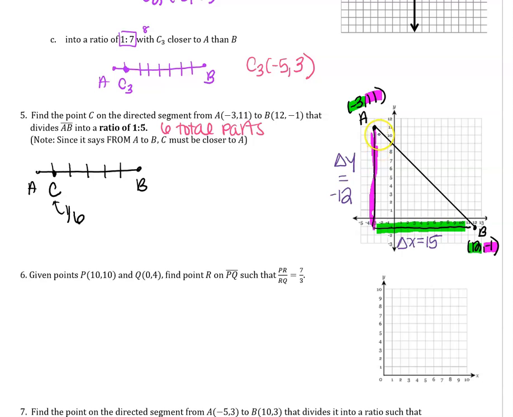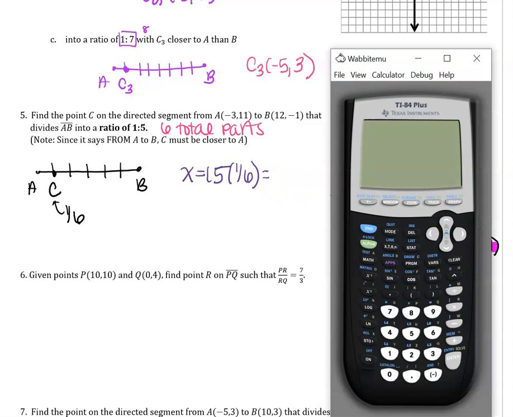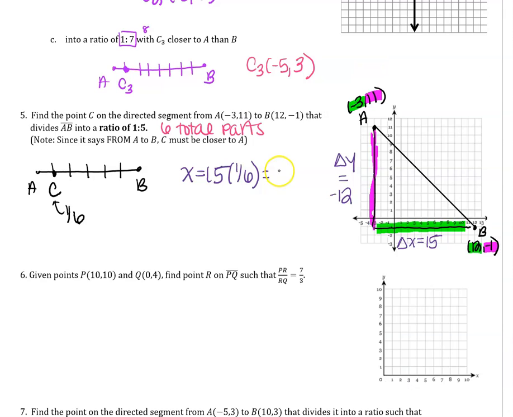So here's how my x-coordinate from A is going to move. My change in x, so how much I moved from side to side, was 15, right? But then I'm going to take 15 and multiply by 1/6, because that's where C is. It's 1/6 the way in the horizontal distance. Now, that doesn't work out nicely. I'm just going to grab my calculator here. So 15 times 1/6 ends up with 2.5.